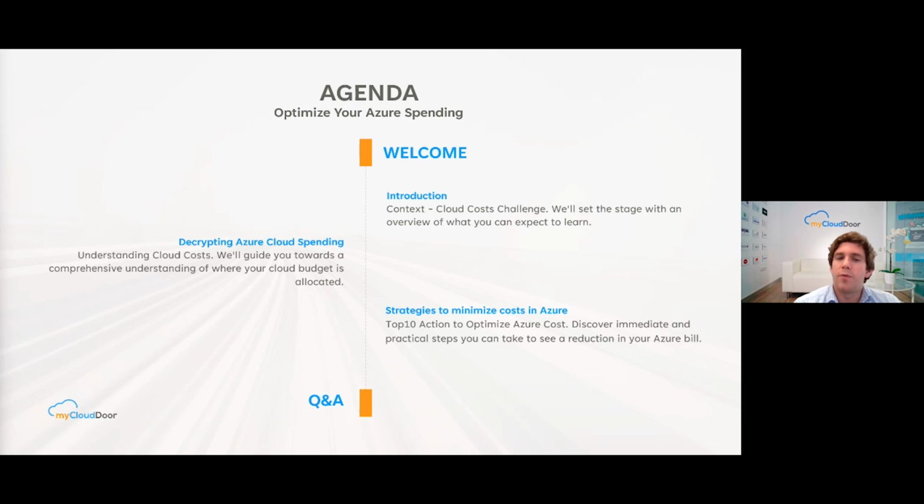Second, we are going to help to understand how the cloud spending works, what are the different concepts and how the budgets can be calculated. And after that, we are going to review the top 10 actions to optimize Azure cost. And we'll see how we are able to apply those steps for cost reduction in our Azure bill.